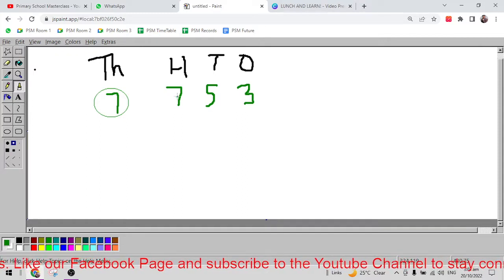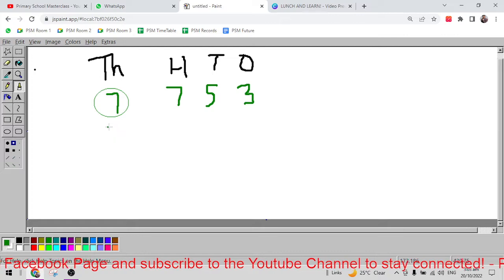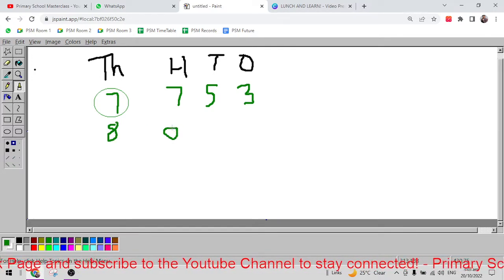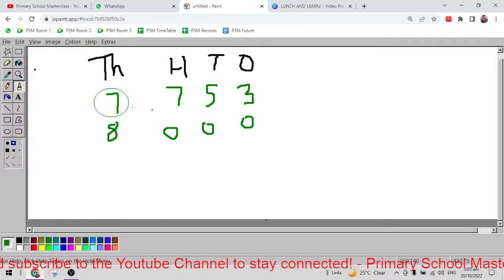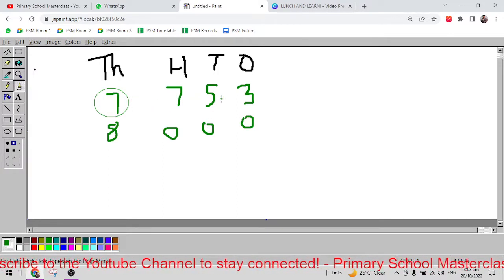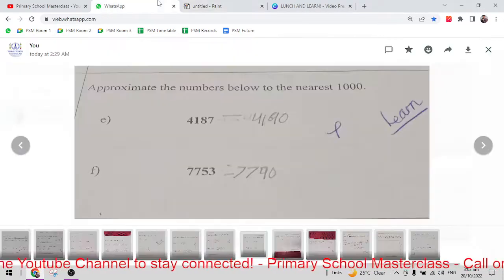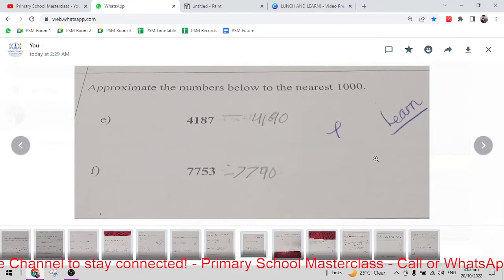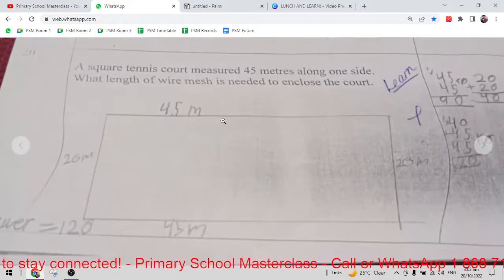Yes. So I'm going to change my number in focus by increasing it by 1, which is going to be 8. Then I fill it with zeros. So therefore, 7,753 rounded off to the closest 1,000 is 8,000. So definitely you're going to get better with practice. Let's look at this now.